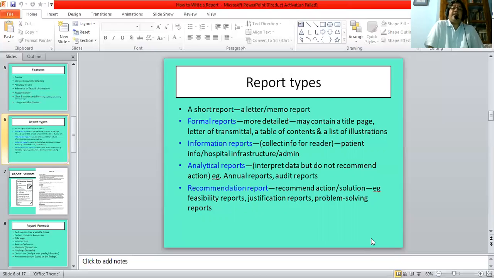Also information reports, which collect the information for the reader, like for example, patient information or information about the hospital infrastructure, administration, and so on. Analytical reports, which interpret the data but do not recommend any action. For example, annual reports or audit reports. Again, there are recommendation reports also, which recommend some action or solution. For example, feasibility studies, justification reports, problem-solving reports, and so on. You will find that there are often many reports which are of the problem-solving type, which you will have to turn in the management field, in the administration of large hospitals. So over there, obviously, there will be a recommendation section in your report where suggestions are given on the basis of the studies which are conducted in the report.